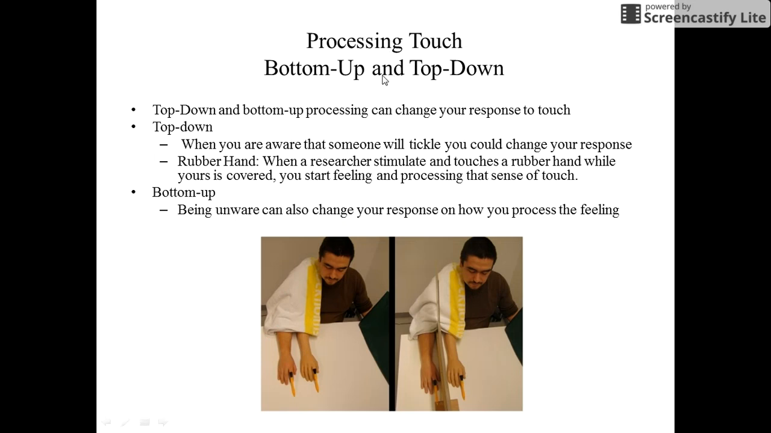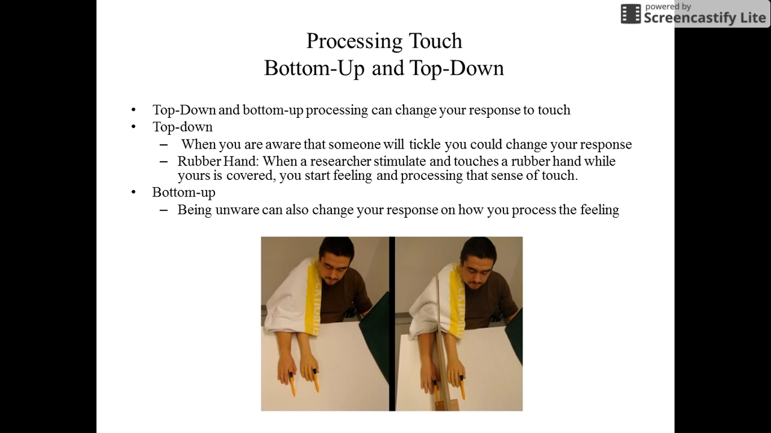One thing that impacts our touch is the bottom-up, top-down theory. Top-down and bottom-up processing can change how we respond to touch. Top-down remembers your prior knowledge. When you're aware that someone will tickle you, you might change how you respond to that touch.